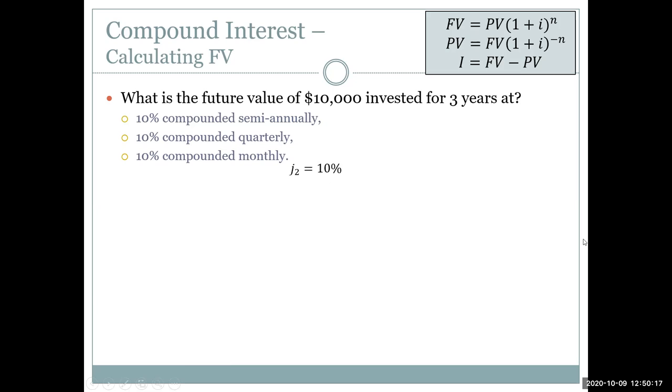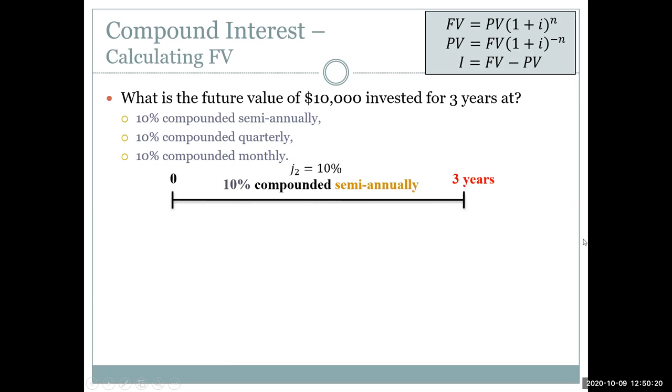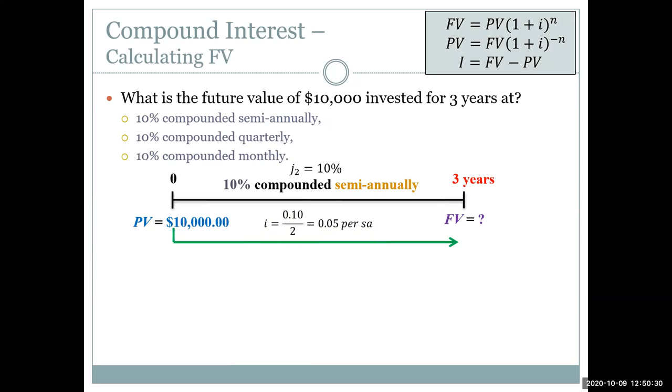So again, setting up our timeline, there's our J2, there's our 0 to 3 years in the future, there's our $10,000 investment, there's our future value that we don't know, there's our periodic rate, the 10% divided by 2, because our first example is semi-annually, 2 compounding periods per year, so 0.05 per semi-annual. And the number of compounding periods, the number of semi-annual periods in 3 years, is the 3 years times 2 semi-annual periods per year, so 3 times 2, 6 semi-annuals.